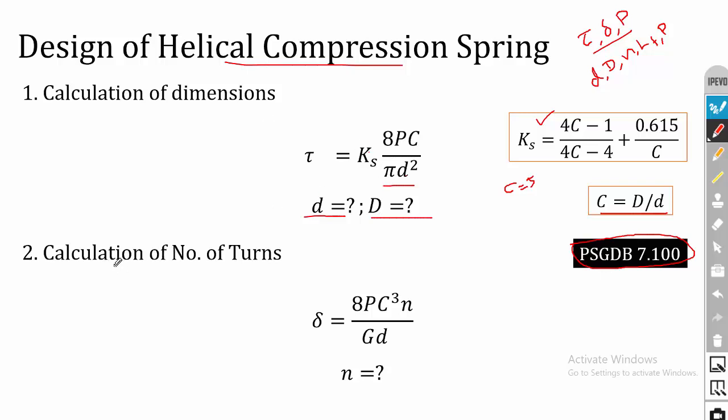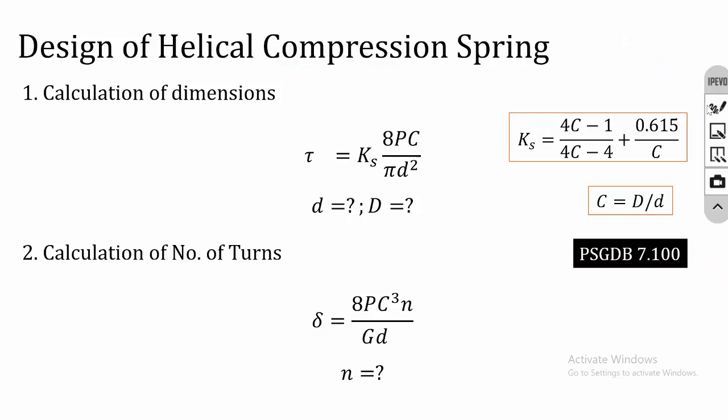Then the second step is calculation of number of turns. The second equation in design is del, that is the deflection equation. So del is equal to 8PC cube n divided by Gd. This equation is also in the same page number. Here the del value will be given. P is the load acting, C is the spring index, G is the modulus of rigidity, that is the material property. In some of the problems, the modulus of rigidity value will not be given, so we have to assume the modulus of rigidity value. And in the previous step, we have calculated the d value. We can substitute that so that we can calculate the number of turns, that is small n.